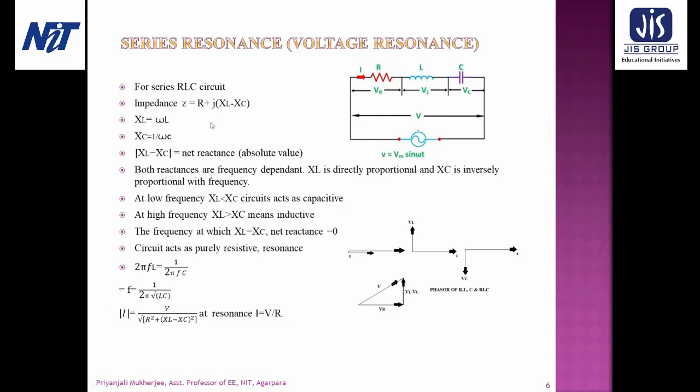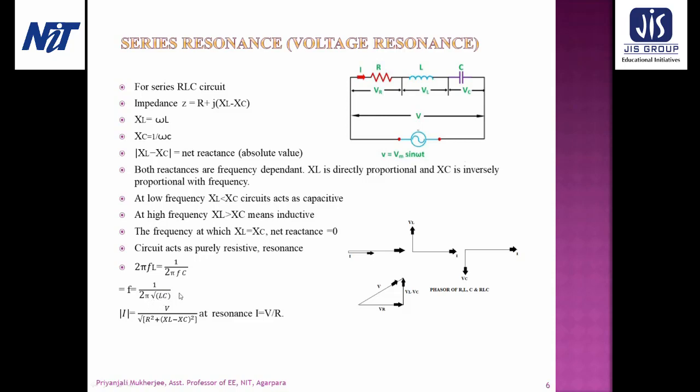Now, at the resonating frequency, this imaginary term becomes 0, so the total impedance becomes the total resistance, and XL is equal to XC. So if we compare this XL equal to XC, that means 2 pi FL equal to 1 by 2 pi FC. Then we can find out the resonating frequency F equal to 1 by 2 pi root over LC.